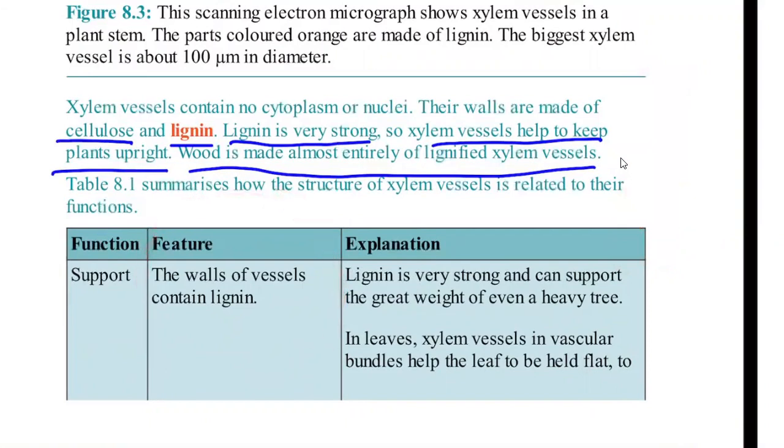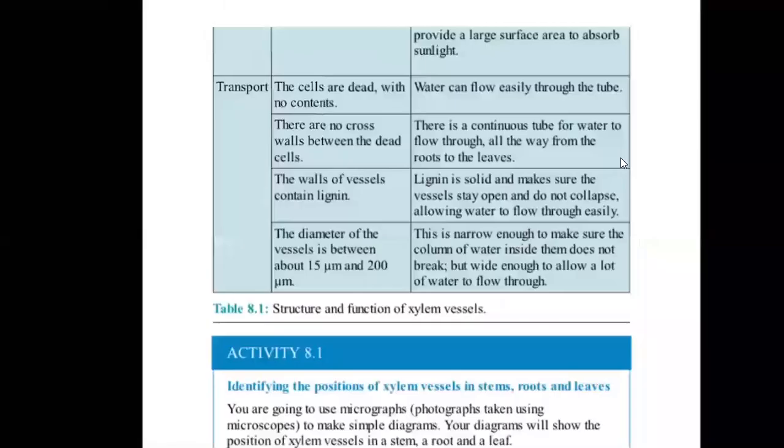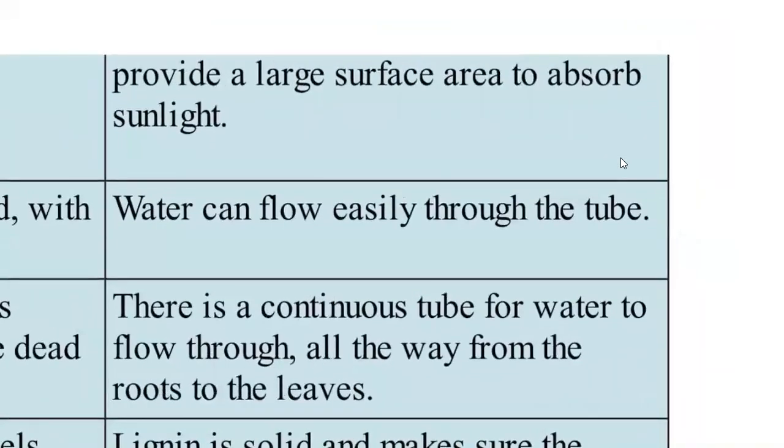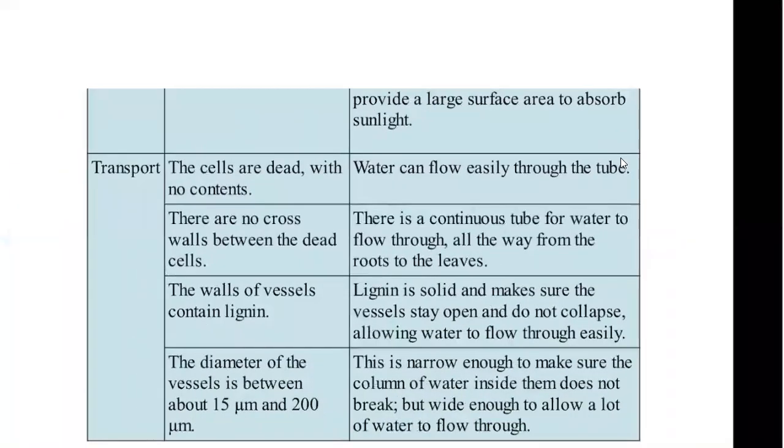And what do you understand by this? The walls of the vessels contain lignin, and it says lignin is very strong and can support the great weight of even a heavy tree. It basically states that it helps support the structure of a tree, even though the tree might be really extremely large. Lignin can help hold it together and not fall down.